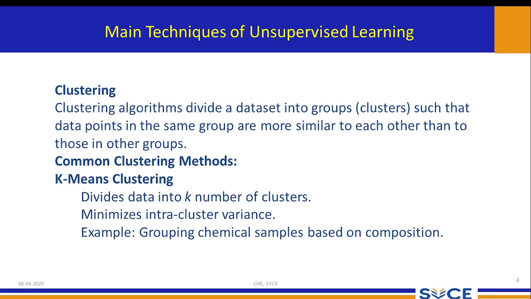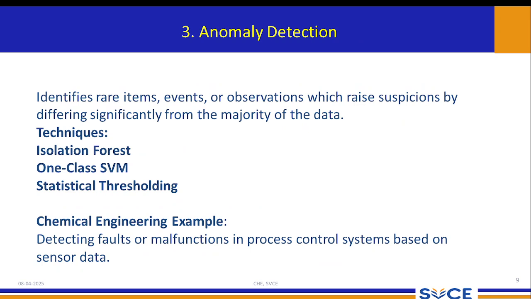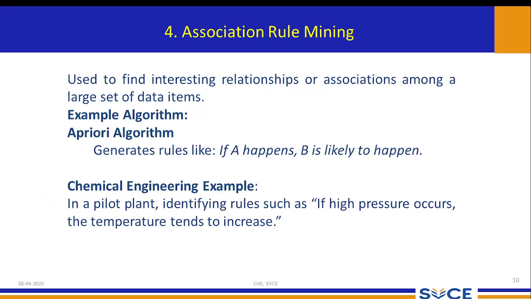We have given an example for clustering: grouping chemical samples based on composition. For dimensionality reduction: analyzing FTIR spectra or NMR data for chemical fingerprinting. For anomaly detection: detecting faults or malfunction in a process control system based on sensor data. And for association rule mining: if high pressure occurs, the temperature tends to increase. These are the examples of chemical engineering under the four categories: clustering, dimensionality reduction, anomaly detection, and association rule mining.